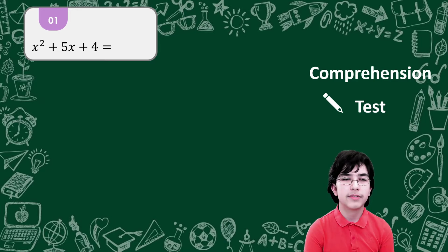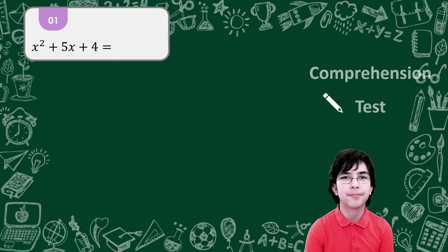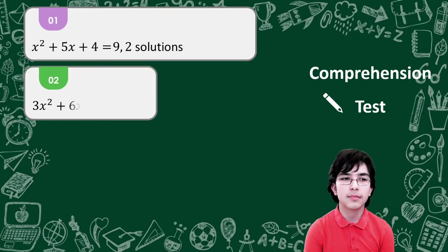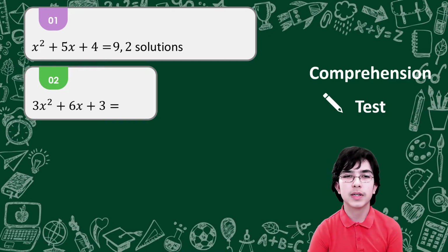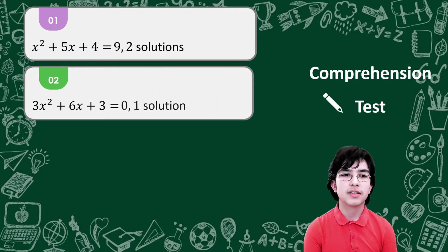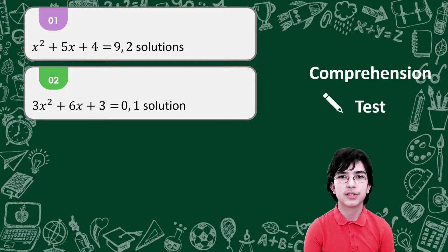So x squared plus 5x plus 4, what's the discriminant and how many solutions will there be? The discriminant is 9, because 5 squared is 25, minus 16 is 9, and so there will be two solutions. What's 3x squared plus 6x plus 3? What's the discriminant here, and how many solutions are there? The discriminant is 0, so there's one solution.